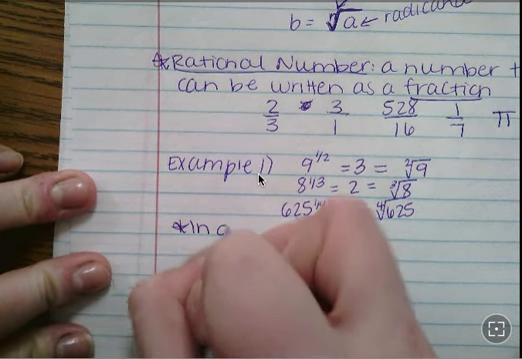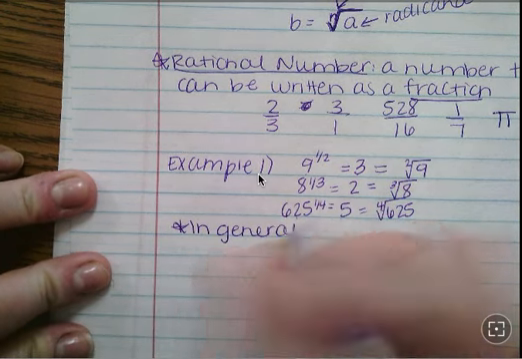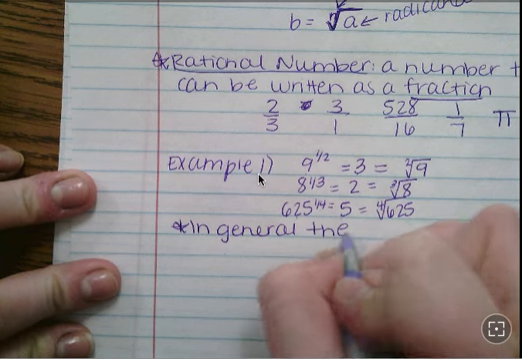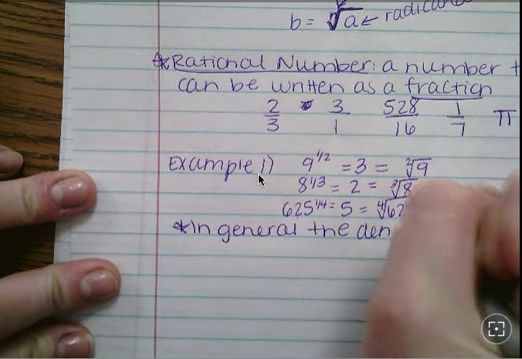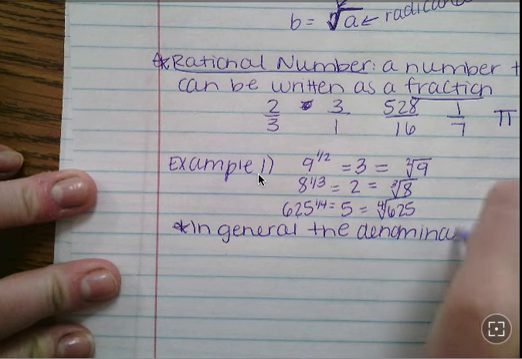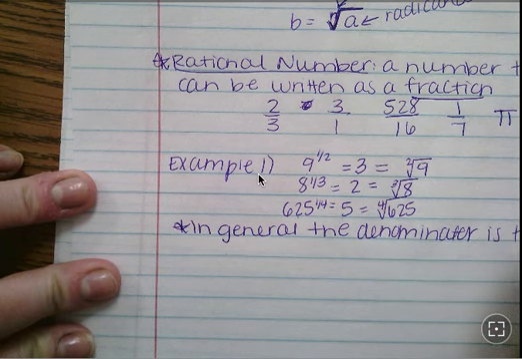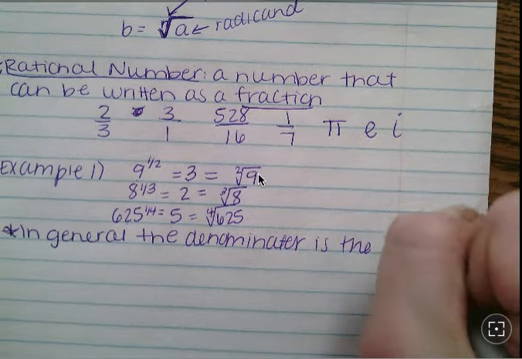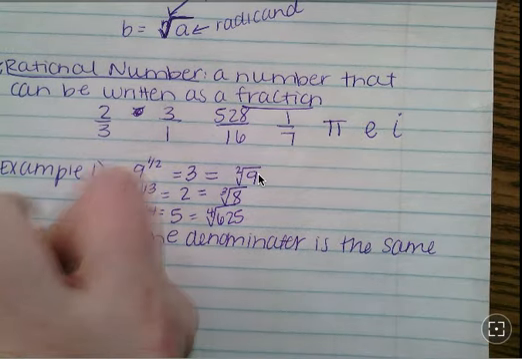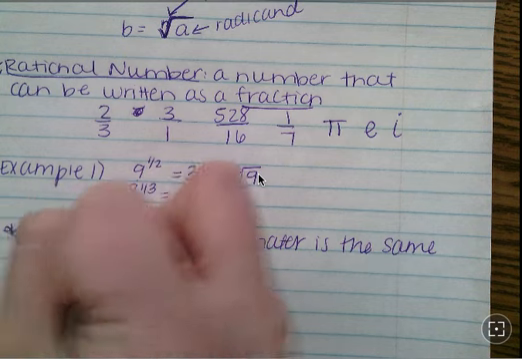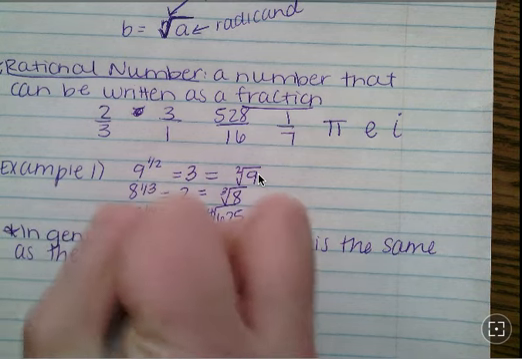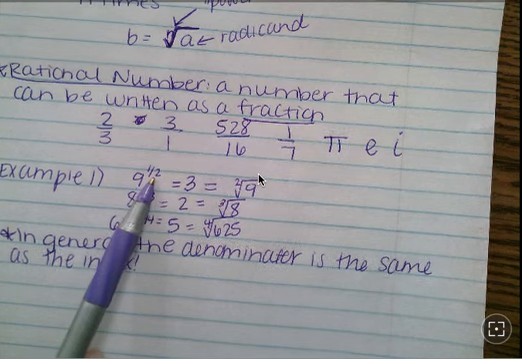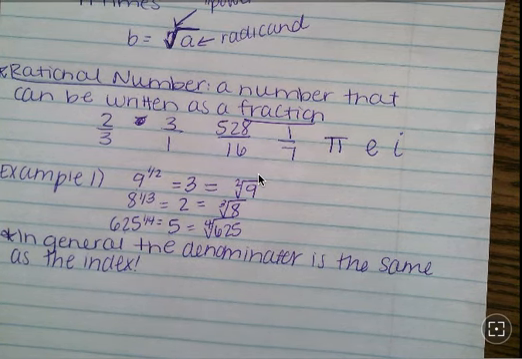In general, the denominator is the same as the index. So if you've got a rational exponent like this, you can turn it into radical form, and we're going to spend a lot of the second part of this video flip-flopping in between the two things. Okay? All right, so that's a nice pattern, but you're like, well, Ms. Bachman, what about the numerator?